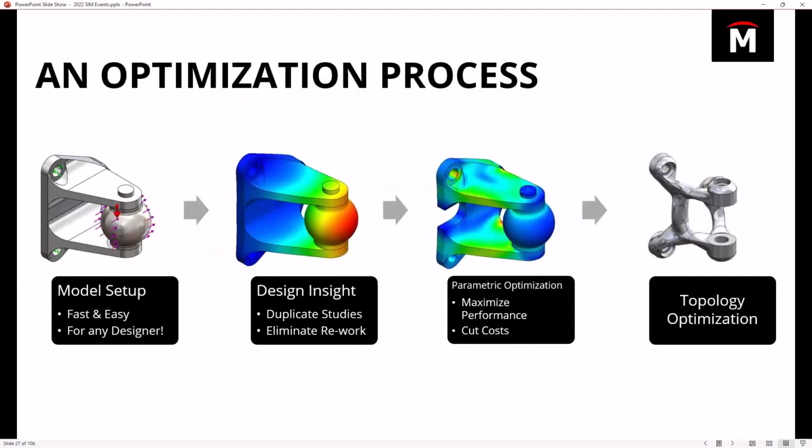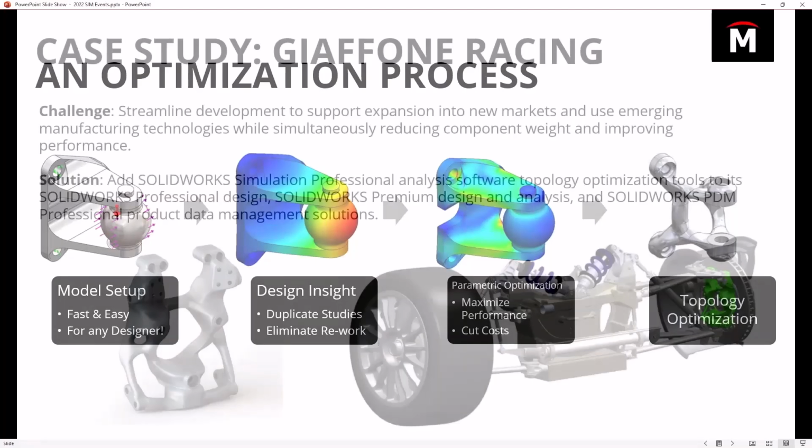So that's an example of the FEA optimization process, from how simple it is to set stuff up, even if you have SOLIDWORKS Premium, and what you can learn from that stuff. Going into optimization, parametric, which has been around for years, or the fancy topology, which has been in there for 3 or 4 years now.